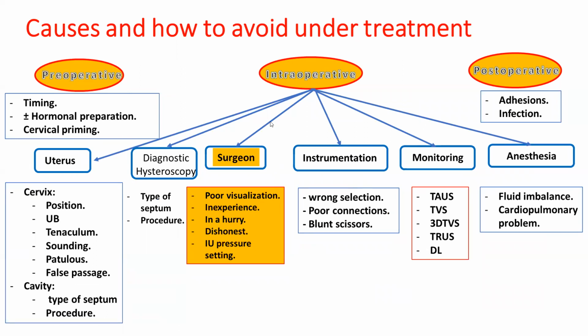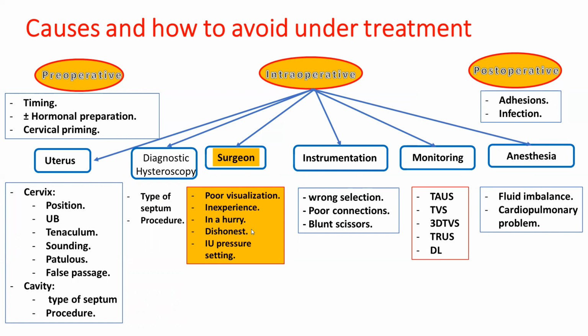One of the factors of undertreatment and leaving a residual septum is you as a surgeon. Why? Because you perform the operation while you are not seeing well the endometrial cavity, the septum, and the tubal ostia. So poor visualization is one of the causes of undertreatment. Lack of experience or rushing to this procedure without sufficient experience, sufficient studies is another factor. Also, if the surgeon is in a hurry to cut the septum and says that I can cut it in a few minutes, this is not good.